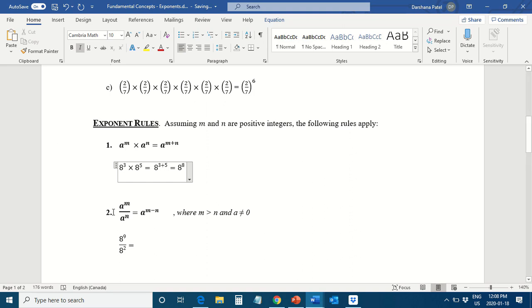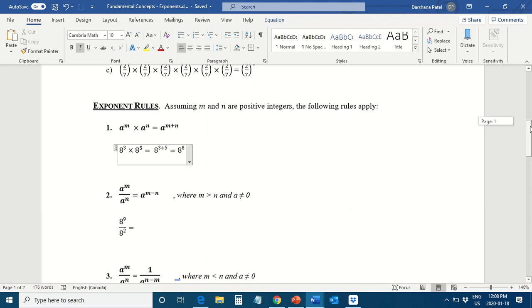Okay. Another way to look at it is like this. If I multiply 8 by itself 3 times, 8 times 8 times 8, and then 8 multiplied by itself 5 more times, 8 times 8 times 8 times 8 times 8, 5 times. In total, I am multiplying 8 by itself 8 times. That's how I got 8 there.